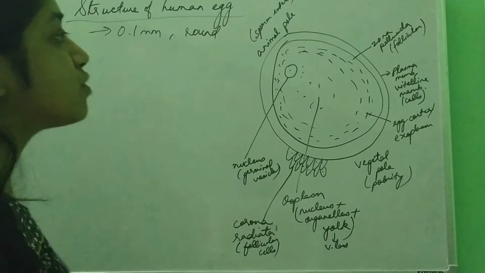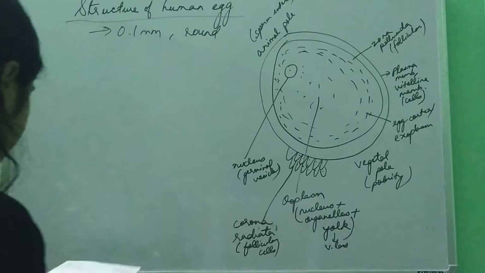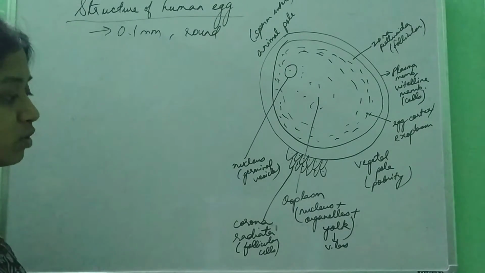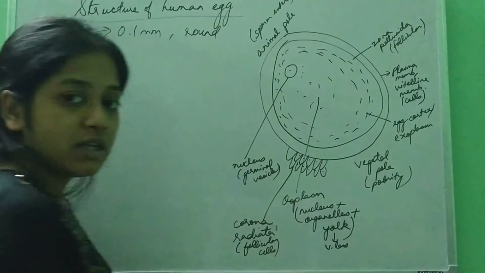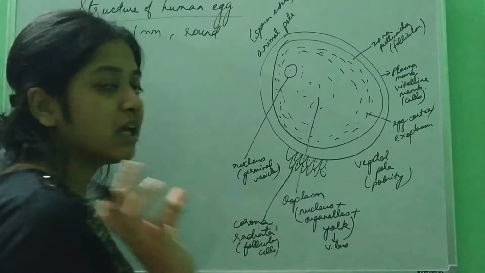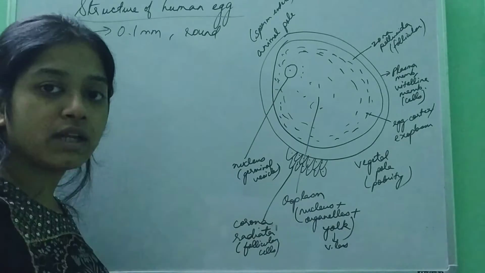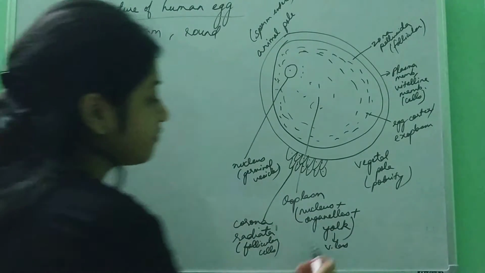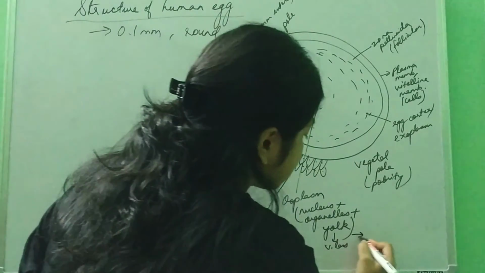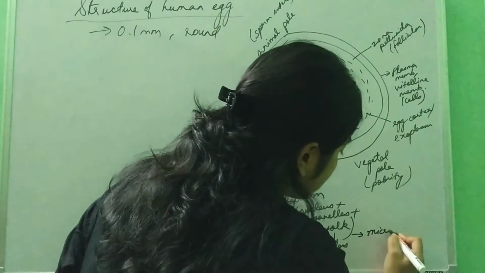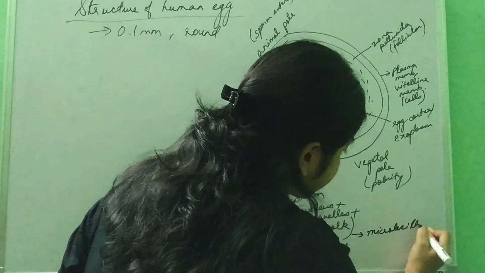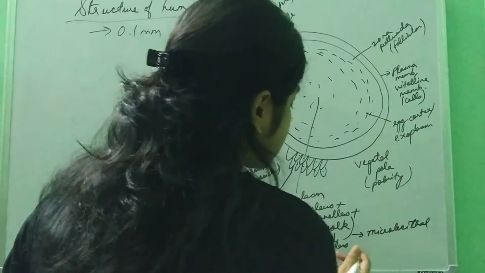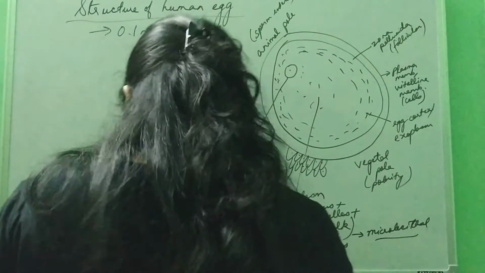Next, you have to know the different types of egg membranes. One more thing you should remember: there are different names for eggs in different organisms. In humans, the yolk part is very less or negligible, so in humans the egg is microlecithal. Microlecithal means very less yolk.